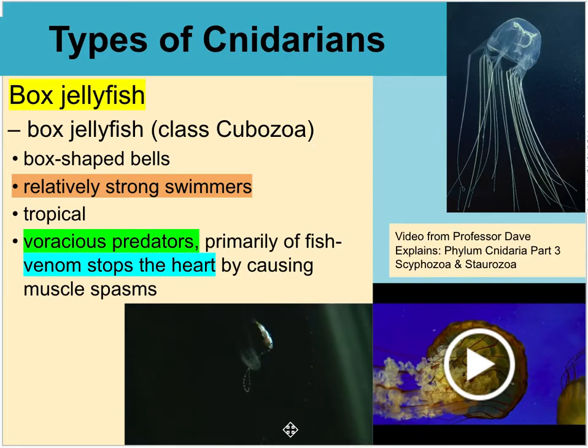So this is a box jelly catching a tiny little baby fish. What it's doing to this fish here is it's injected its venom, and that will cause the fish to have muscle spasms, which you can see here. Eventually that will cause the heart to stop, and then the jellyfish can digest the fish.